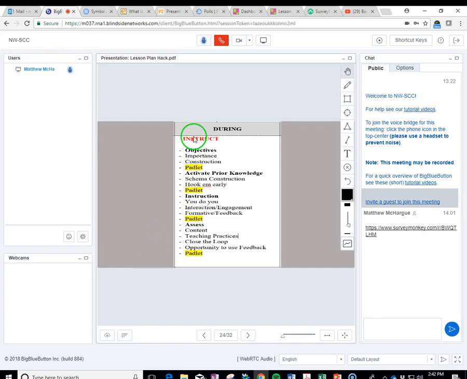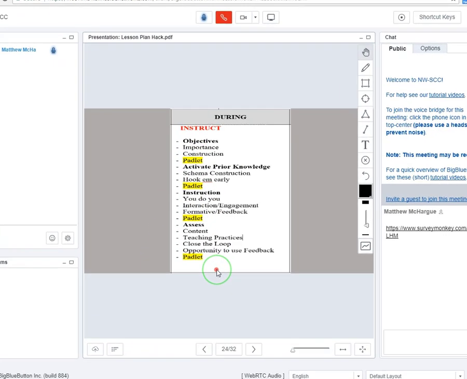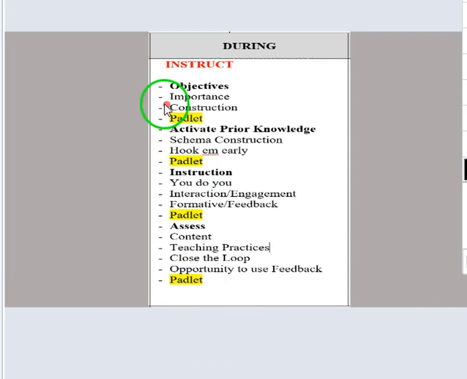So back to the during column again. Just a bare bones outline for me. I always highlight the interactive opportunities that I'm going to include, just to make sure that when I get done, if I don't see a lot of yellow on my template, then I know, hey, I probably need to go back and find some spots where I can work in some interaction and some engagement opportunities for the participants.